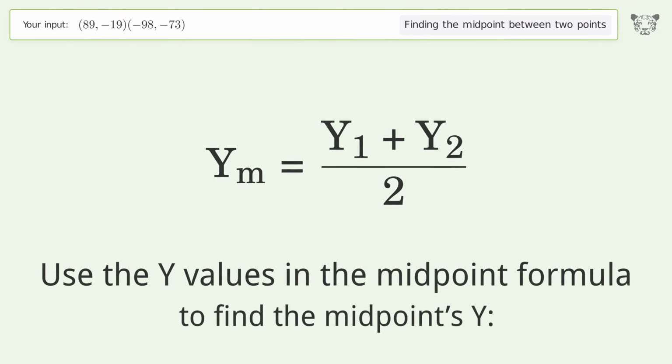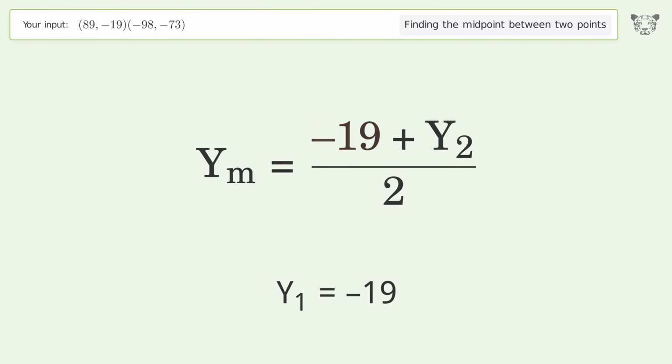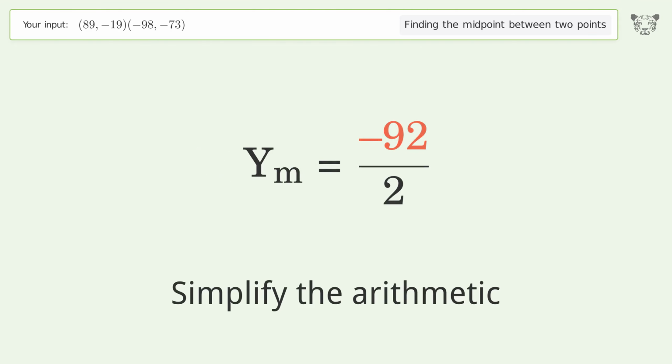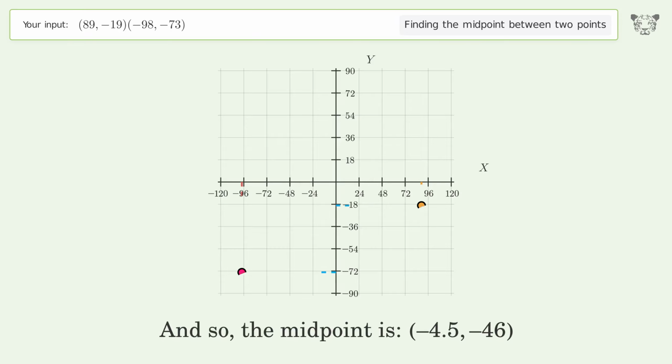Use the y values in the midpoint formula to find the midpoint's y. y1 equals -19. y2 equals -73. Simplify the arithmetic. And so, the midpoint is -4.5, -46.